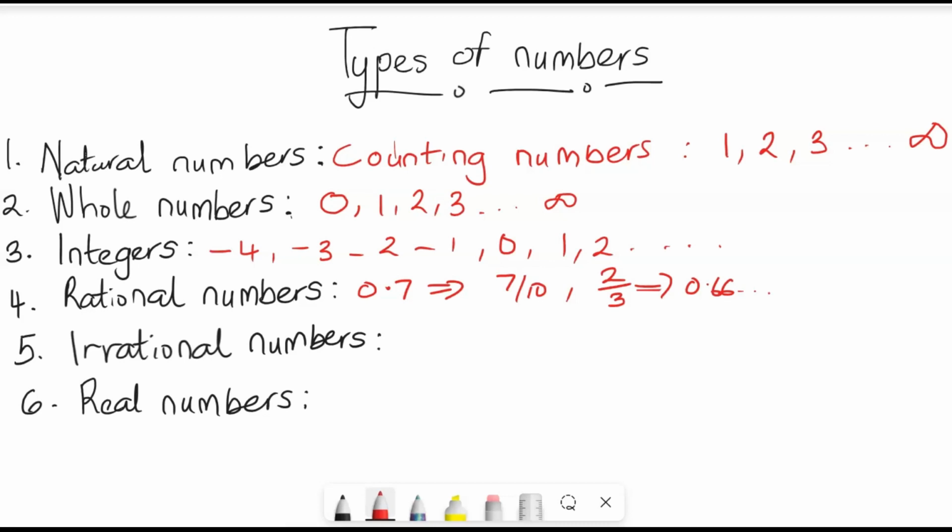Up next is what we call irrational numbers. Irrational numbers are the opposite of rational numbers. They cannot be written as fractions. Okay, so this kind of numbers include things like your pi. Your pi is a non-terminating, non-recurring decimal.